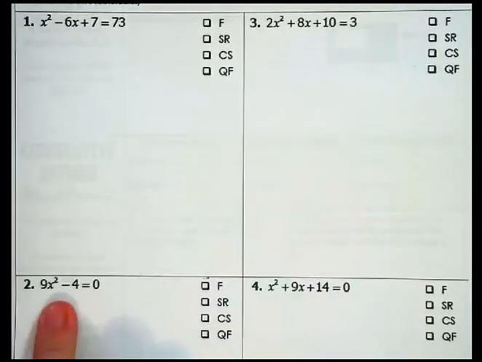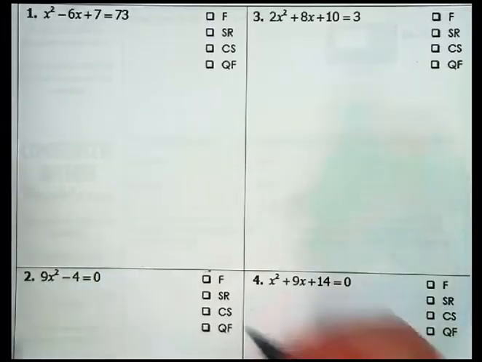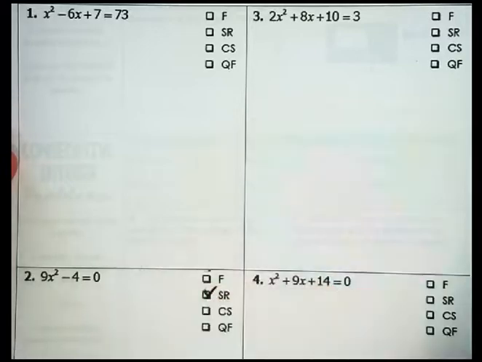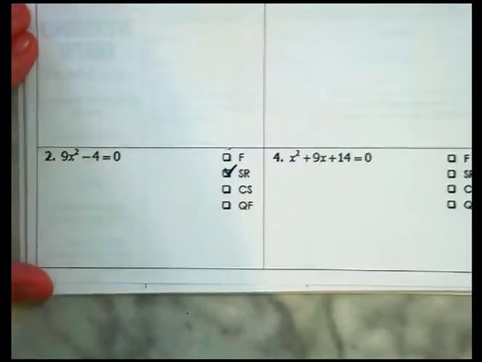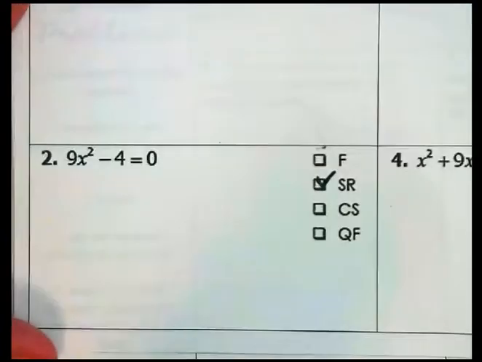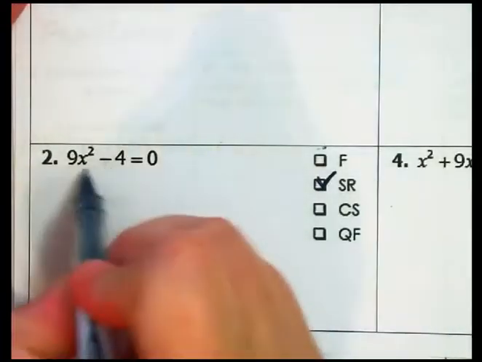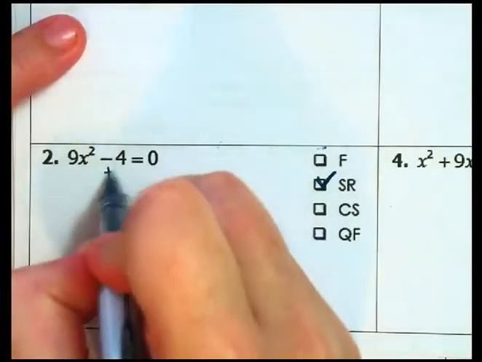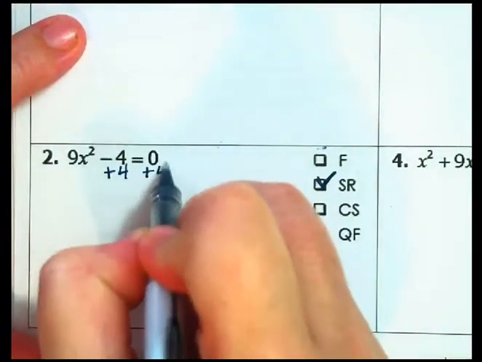And I'm looking at number 2, okay? There is no bx term here. So I want to solve this one using the square root method. Okay, the square root method. So let's go ahead and do that. Remember the square root method, I need to isolate the x squared. So add 4 to both sides.